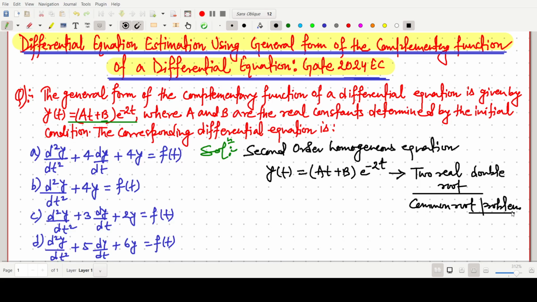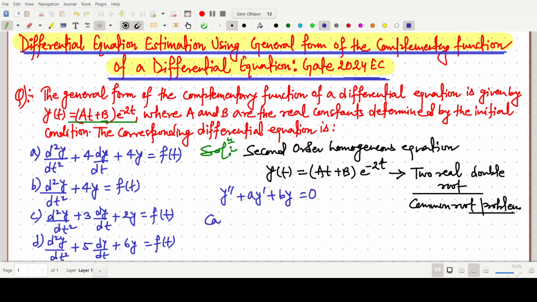Okay, so before that I want to show you some basic formulas that we have to know. For example, a second order homogeneous differential equation can be written as y'' + a y' + b y = 0.